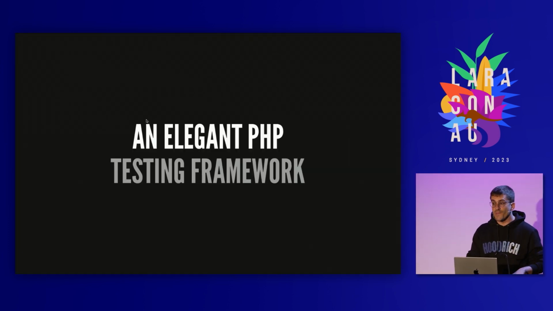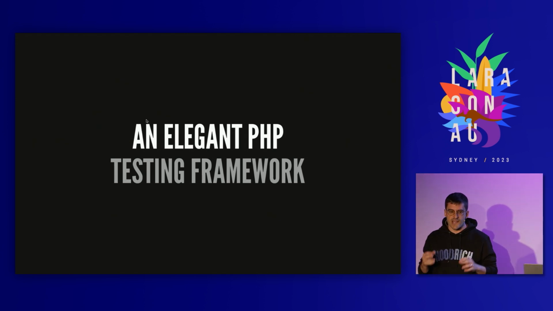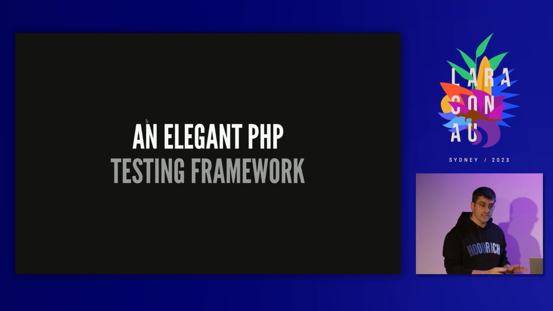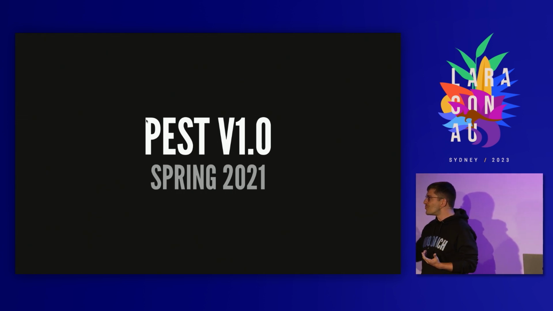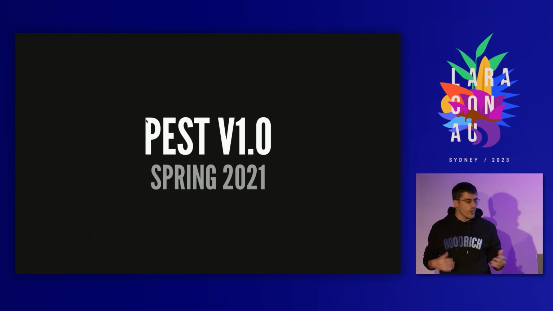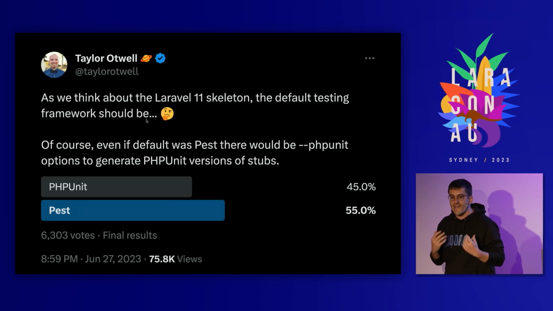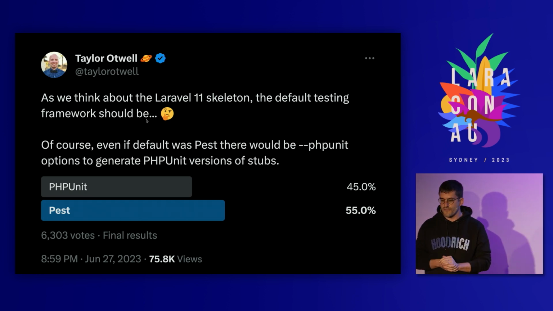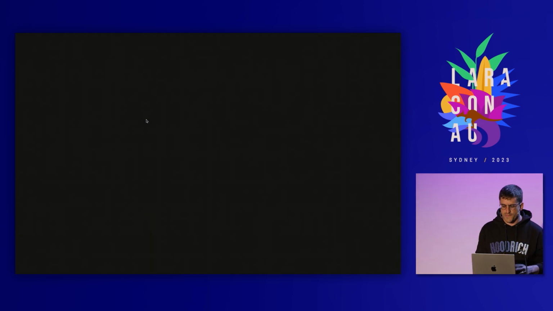If you don't know what Pest is, it's an elegant PHP testing framework with a focus on simplicity. Since we released Pest v1 in spring 2021, we have managed to convince more than 50% of Laravel developers that Pest should be their default testing framework. Now, let me show you some of the things that make Pest so special.